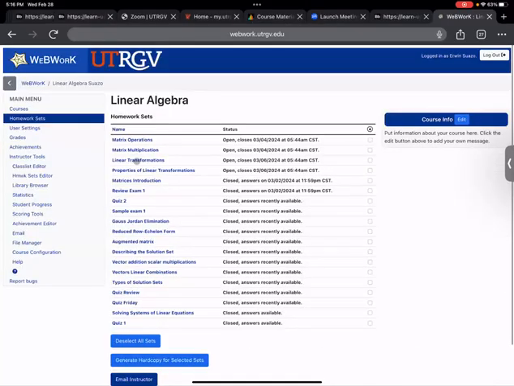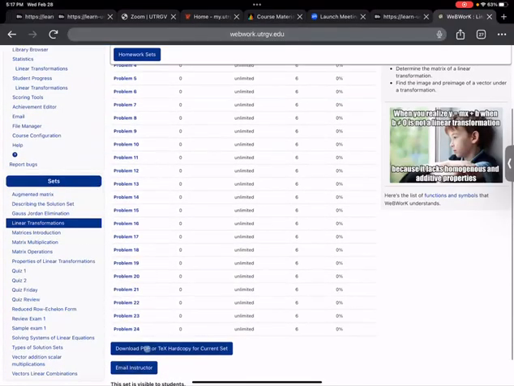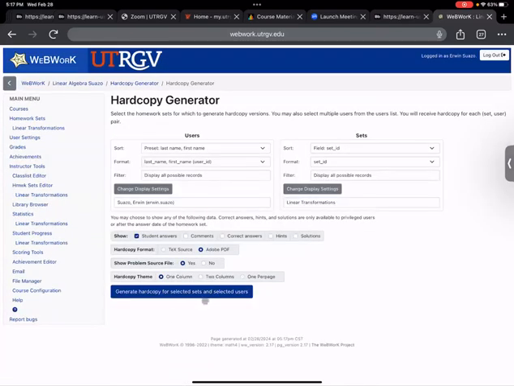And then linear transformations, what we did last class. So we have a lot. I'm going to download the hard copy just to go over that faster.